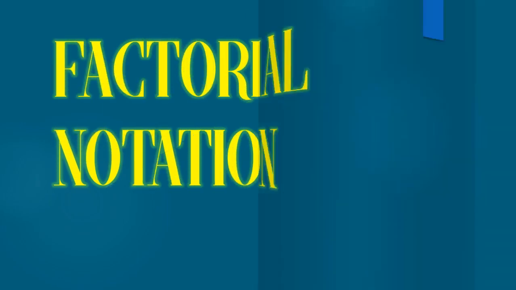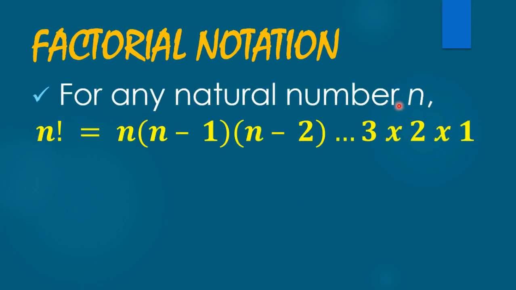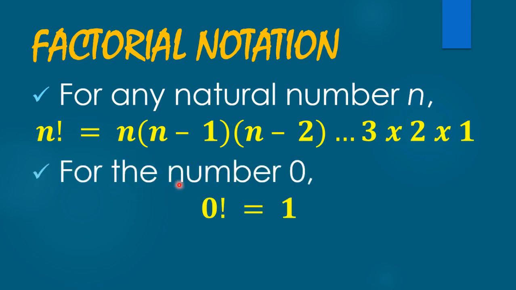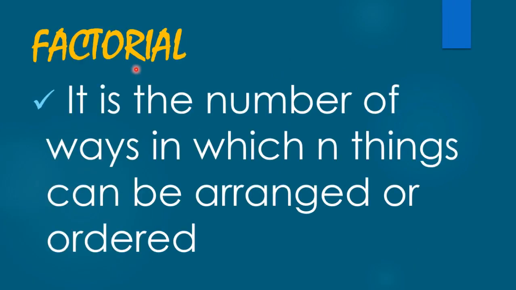Factorial notation. For any natural number n, we have n factorial, which is equal to n times n minus 1 times n minus 2, and so on, until we have 3 times 2 times 1. And for the number 0, we have 0 factorial, which is always equal to 1. When we talk about factorial, it is the number of ways in which n things can be arranged or ordered.